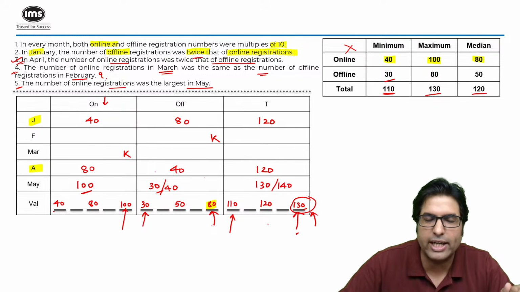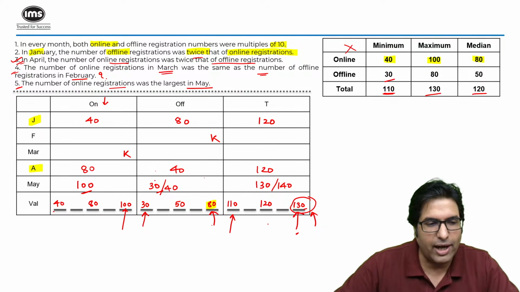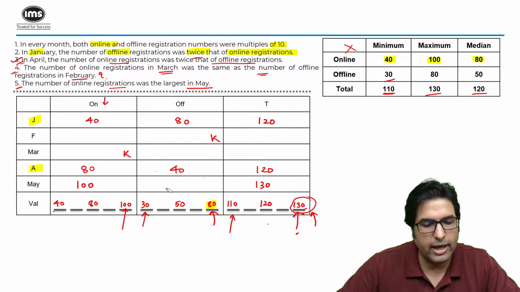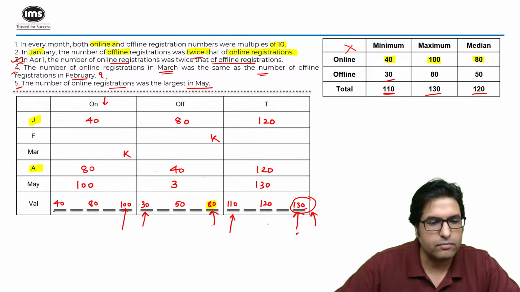No, because 140 is not an available option, which means I'm 100% sure that the value here has to be 30 so that the total is 130. So I'll erase this possibility for 40. We know this for sure, that the values are 100, 30 and 130.